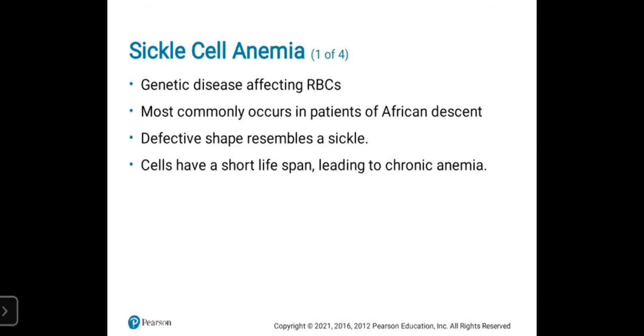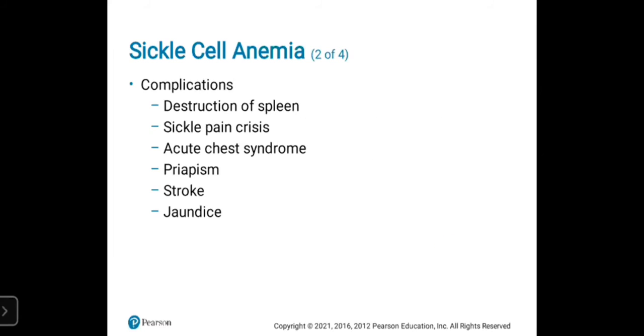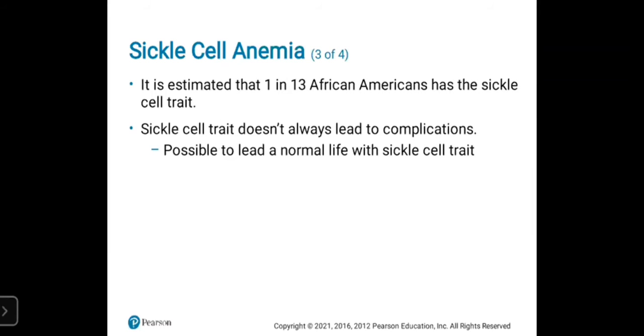Sickle cell anemia is a genetic disease affecting red blood cells, most commonly occurring in patients of African descent. The defective shape resembles a sickle, and the cells have a short lifespan, leading to chronic anemia. Complications include destruction of the spleen, sickle pain crisis, acute chest syndrome, priapism, stroke, and jaundice. It is estimated that 1 in 13 African Americans has the sickle cell trait. Sickle cell trait doesn't always lead to complications.